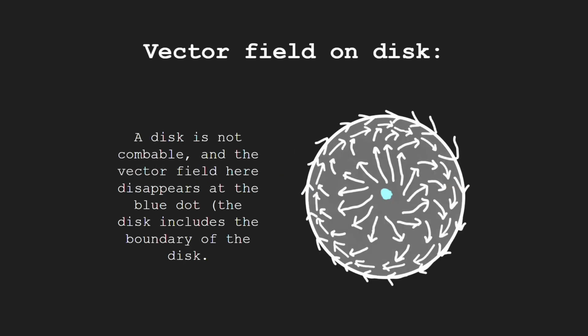Now let's consider the product of a disk with Euler characteristic 1 and a circle with Euler characteristic 0. Remember the difference between a circle and a disk. A circle is just a boundary, while a disk is filled in. So a vector field on a disk might look something like this. A disk is not combable because it has a non-zero Euler characteristic.